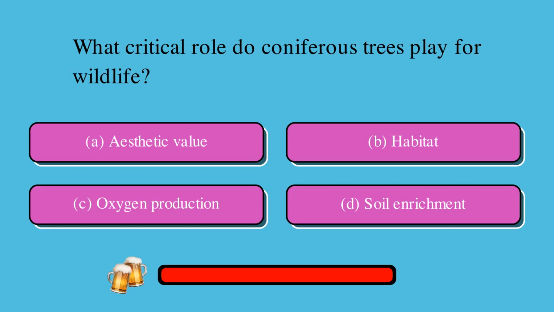What critical role do coniferous trees play for wildlife? Is it A, aesthetic value, B, habitat, C, oxygen production, or D, soil enrichment? The correct answer is B, habitat.